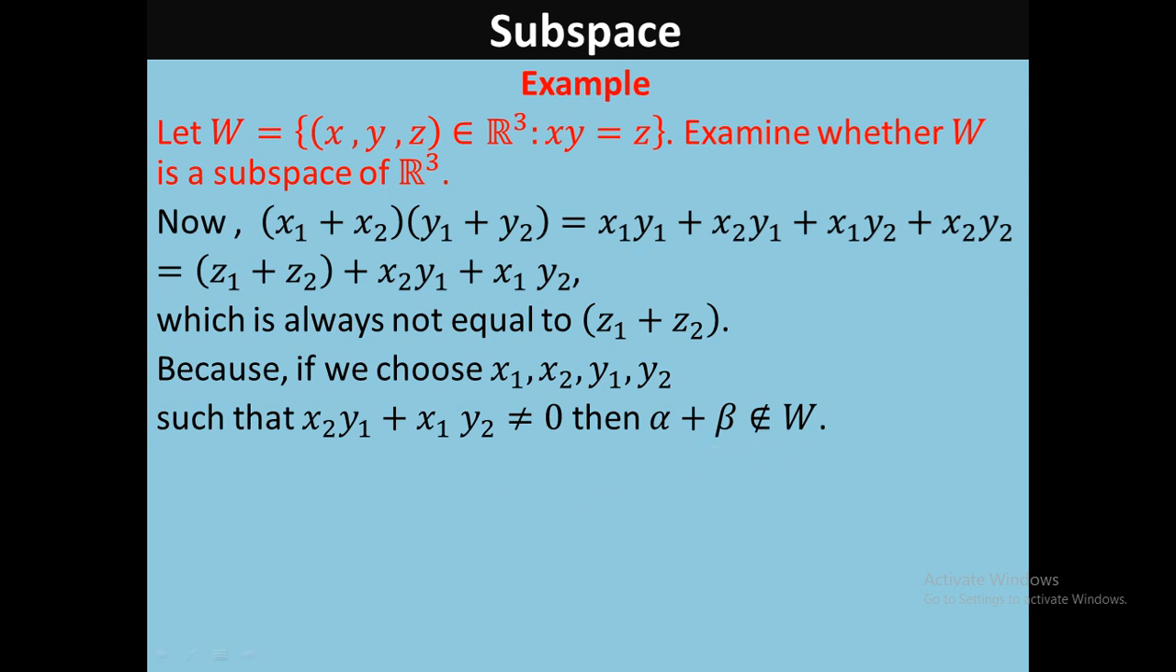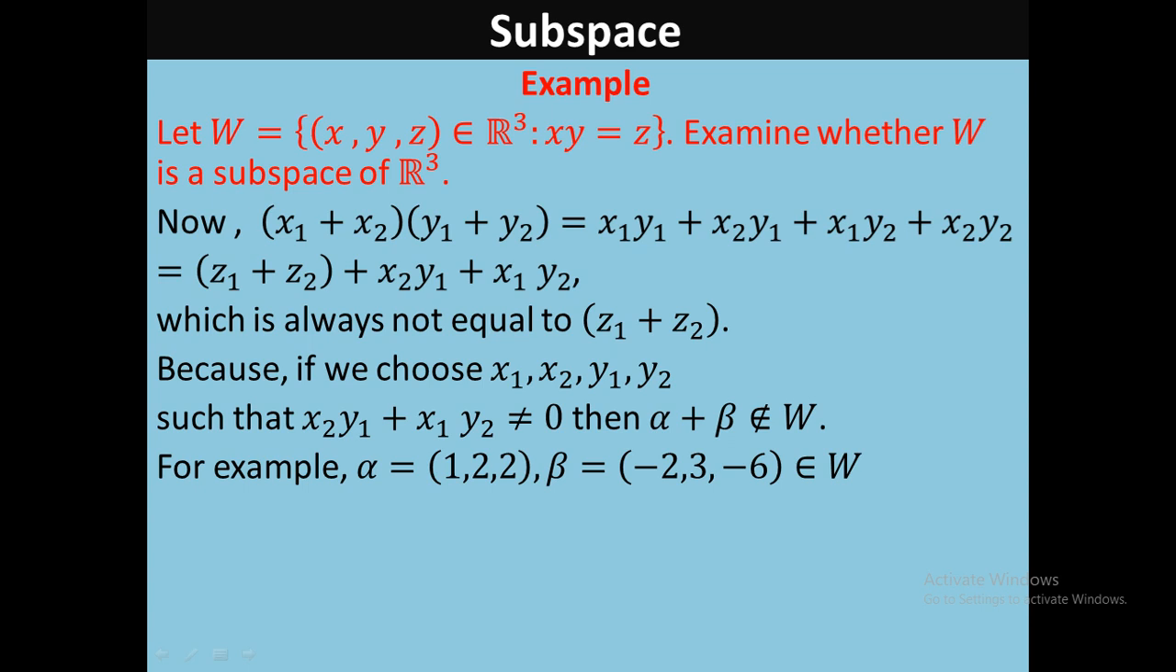So you have to collect some examples satisfying that relation. For that purpose, here I choose an example. Here alpha is 1, 2, 2 and beta is minus 2, 3, minus 6. Clearly alpha and beta are in W, because both are elements of R3, having three components. For alpha, the multiplication of the first two components, 1 times 2, equals 2, which is the third component. And for beta, minus 2 into 3 means minus 6, which is equal to the third component.